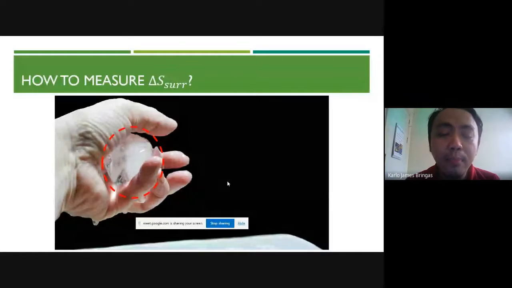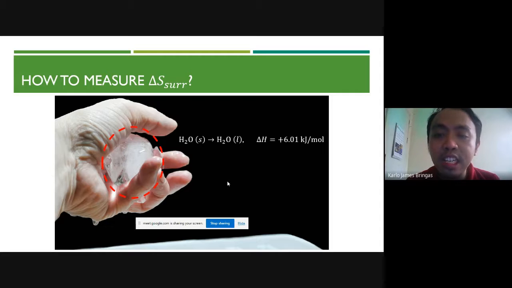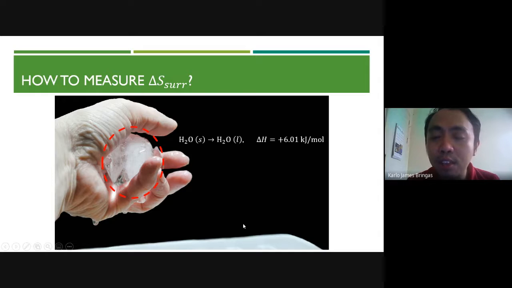Let's say we have the following example to help us measure our delta S for the surroundings. You have in here your ice being held on the palm of your hand. The ice here constitutes our system that we are studying. And the process that's going on with the ice as it melts is represented by this chemical equation in here. The solid ice is turned into liquid water. Its delta H is also known to us, so its value is given in this particular slide.